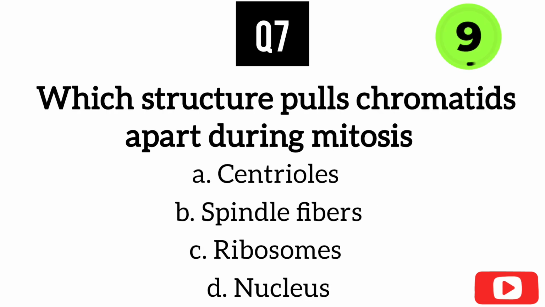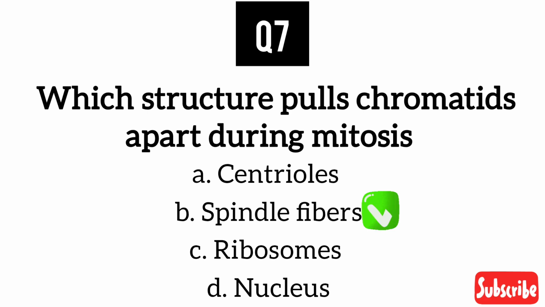Question 7. Which structure pulls chromatids apart during mitosis? A. Centrioles, B. Spindle fibers, C. Ribosomes, D. Nucleus. So the correct answer is spindle fibers. Spindle fibers pull sister chromatids apart during mitosis to opposite poles of the cell.